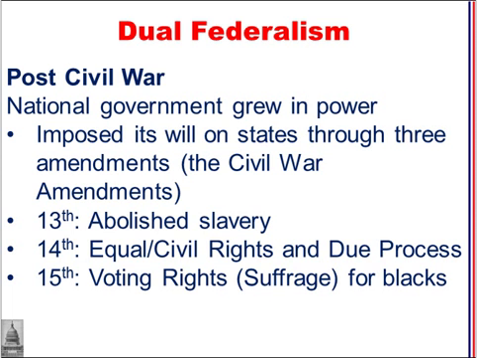So, looking at the aftermath of the Civil War and the continuation of dual federalism, the federal government grew in power after the Civil War. It attempted to impose its will on state governments through the Civil War amendments, like the 13th, the 14th, and the 15th Amendments. The 13th Amendment essentially abolished slavery. The 14th is a lot more complicated, but basically it dealt with equal rights and civil rights and due process for African Americans, and then the 15th was suffrage for blacks, the right to vote.